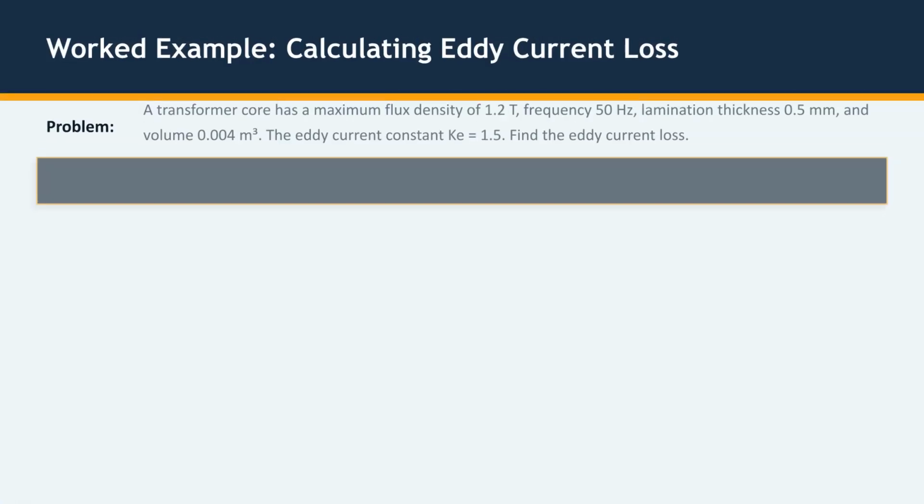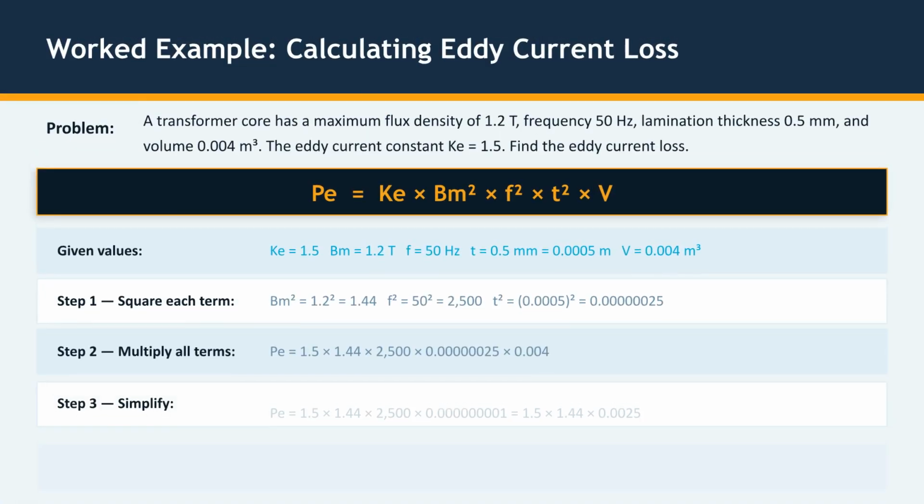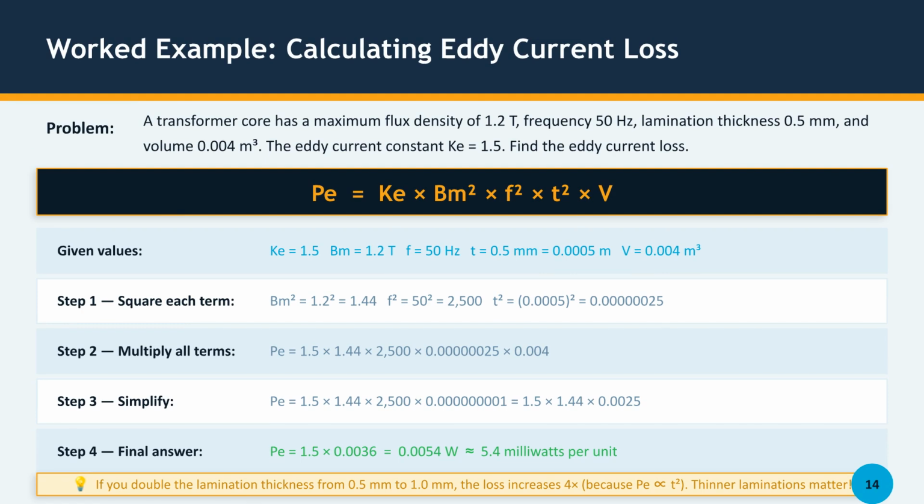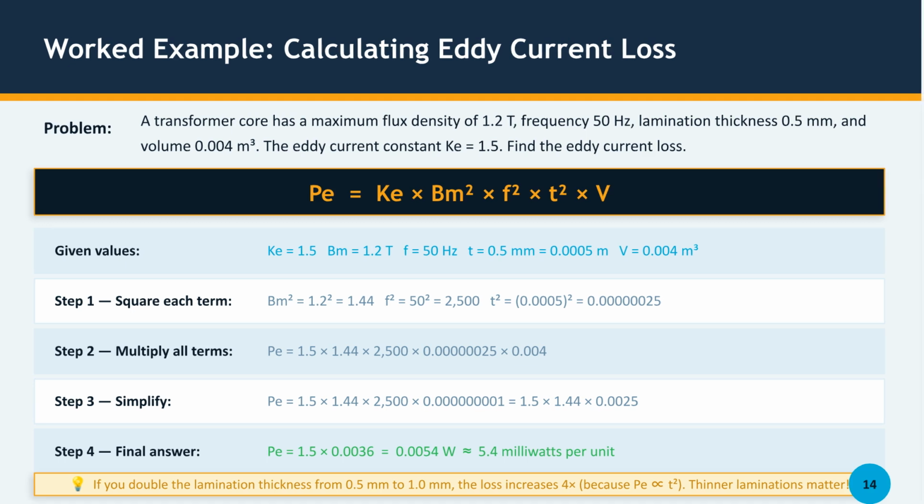Here is a quick example calculation. With given values for flux density, frequency, thickness, volume, and the core constant, we calculate the eddy current loss using the formula. The final result is 5.4 milliwatts per unit of the core material. Remember, thinner laminations are critical, as doubling the thickness quadruples the loss.